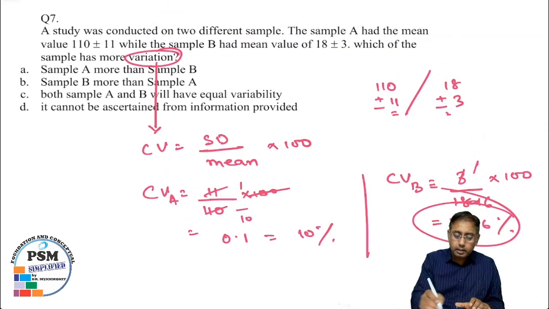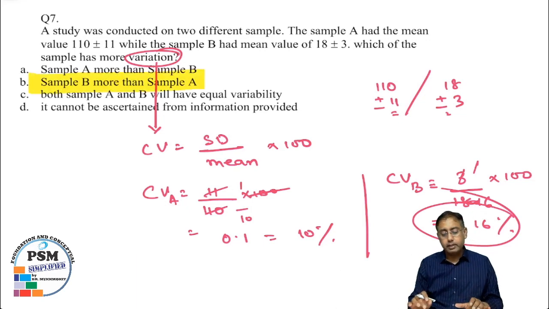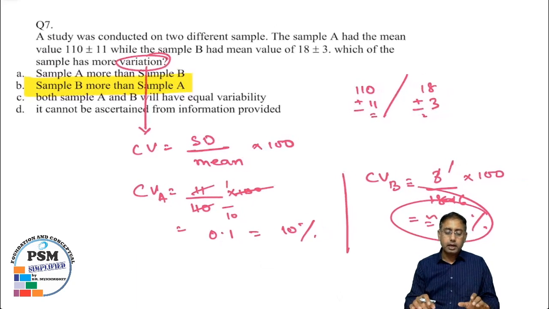So sample B is more variable than sample A. So this has higher variation.